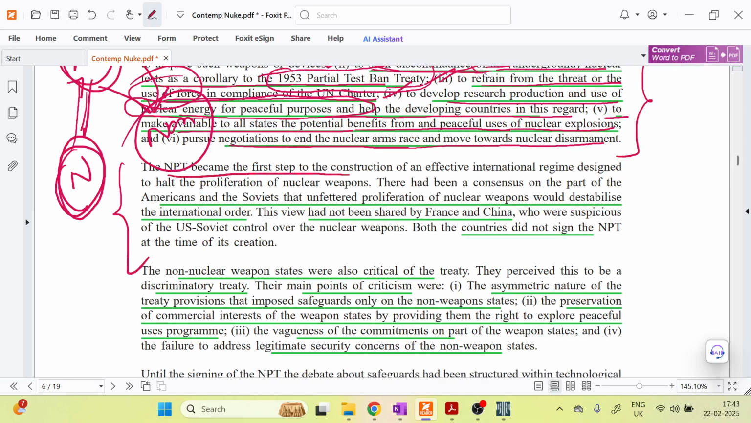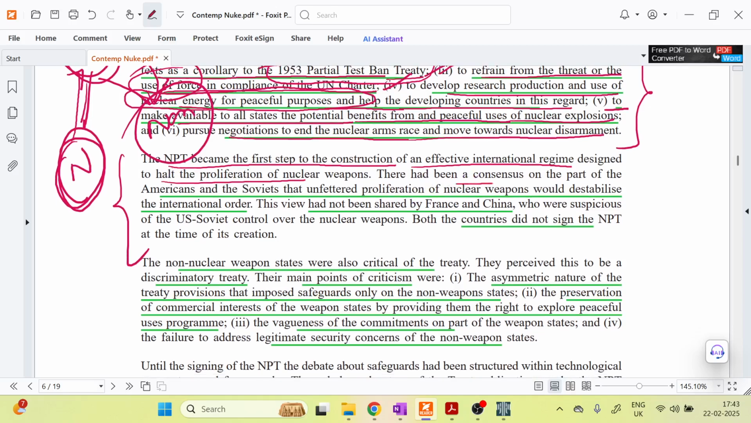The NPT became the first step to the construction of an effective international regime designed to halt proliferation. There was a consensus on the part of Americans and Soviets that unfettered proliferation of nuclear weapons would destabilize the international order. By that time both of them had acquired around 5,000 to 6,000 nuclear weapons, and they understood that if the race keeps expanding, this will yield nothing.